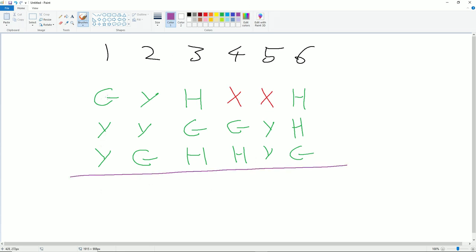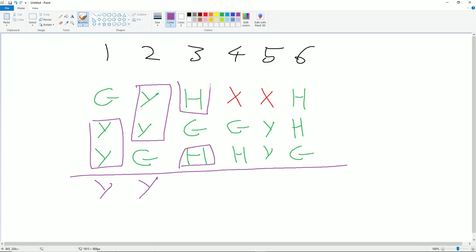When you're counting, you're looking for doubles. So let's try and figure out the gene for column 1. As you can see here, I've got 2 Ys in the first column. Therefore, there's a double Y and the Y will take priority. As we move on to the second column, you can see that again, we have a double Y. Therefore, the Y will take priority. Moving on to column 3, you can see that there's 2 Hs. Therefore, H will take priority.